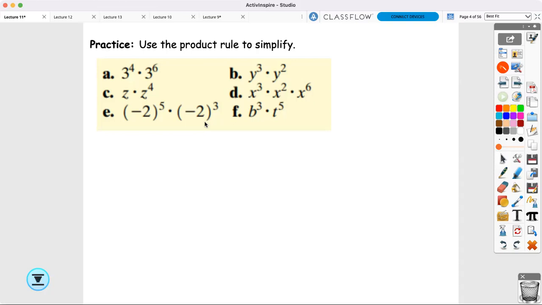All right, let's see if anyone made a mistake with C. Z. What's Z times Z to the 4th, guys? Plug in your answer for C.